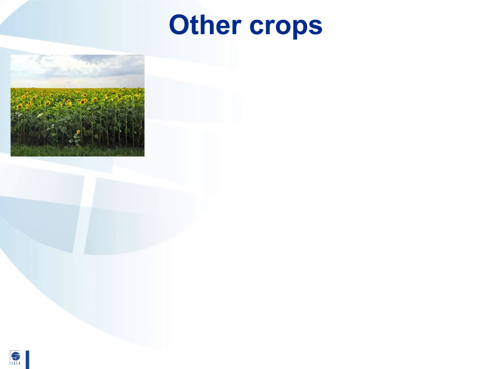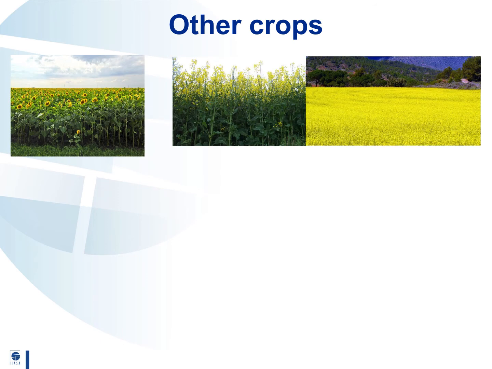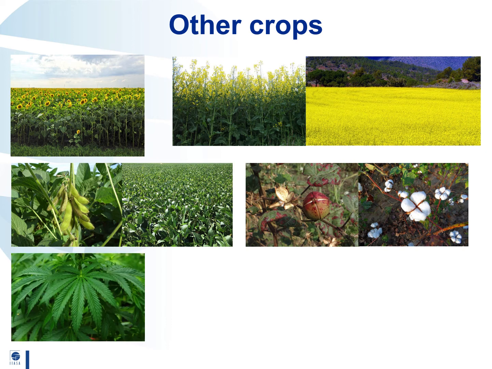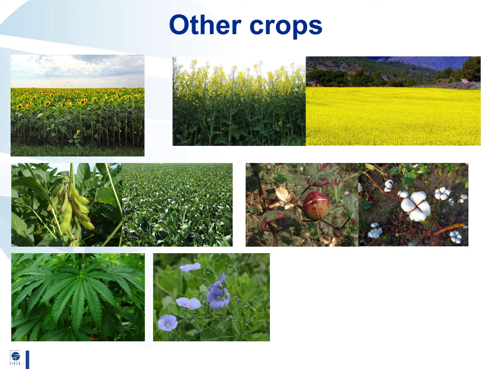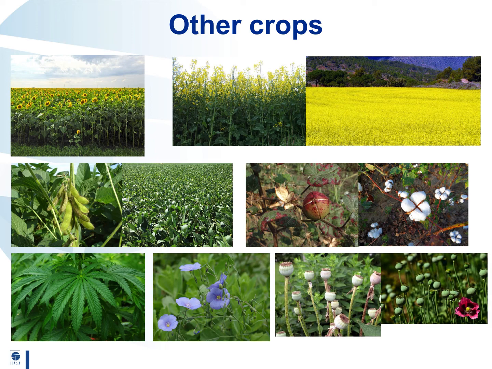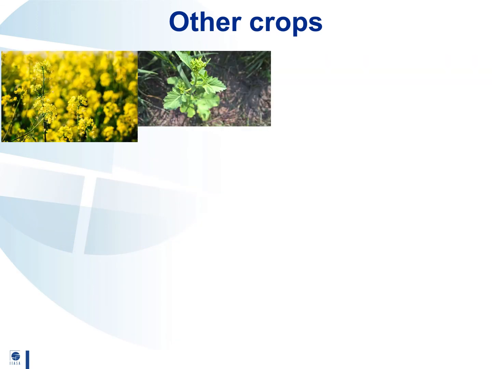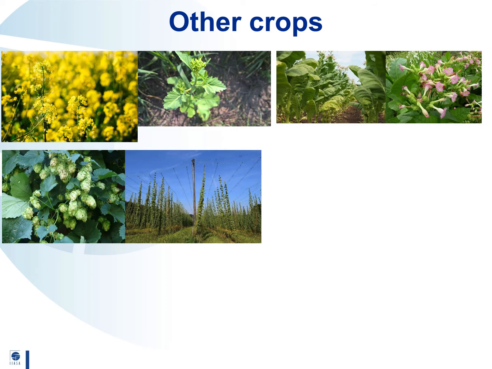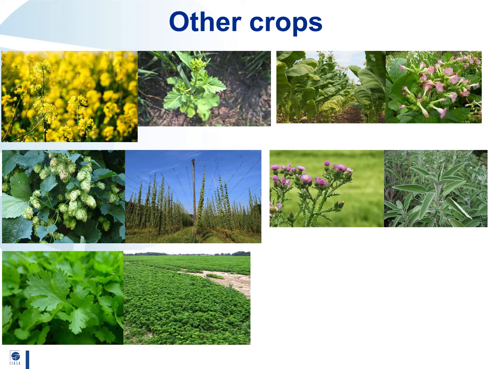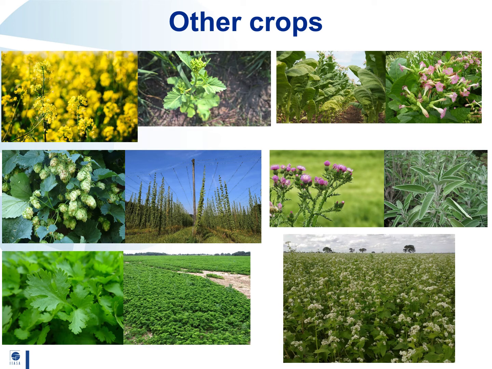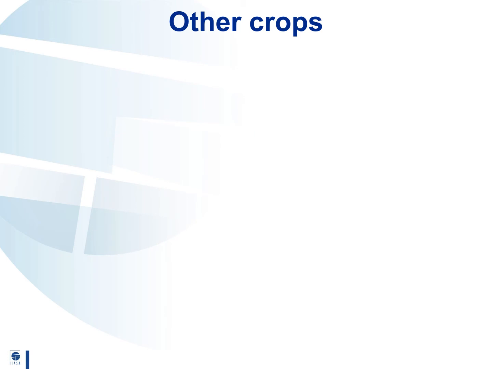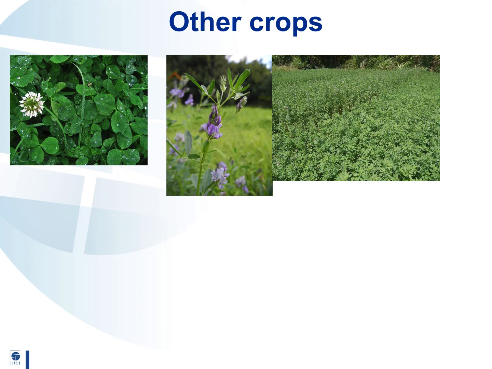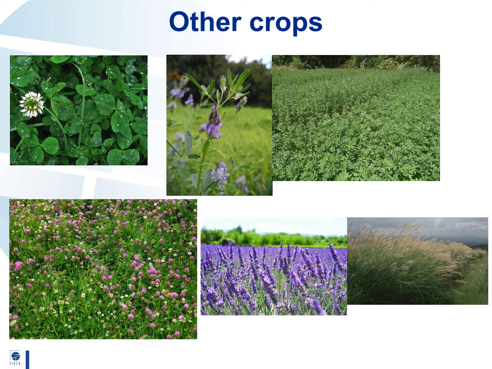Other crops can be sunflowers, rapeseed, soya, cotton, hemp, flax or linseeds or oil radish, poppies, mustard, tobacco, hops, thistle or sage, parsley, or buckwheat. You can also choose clover, lucerne or alfalfa, grass mixes, or lavender.